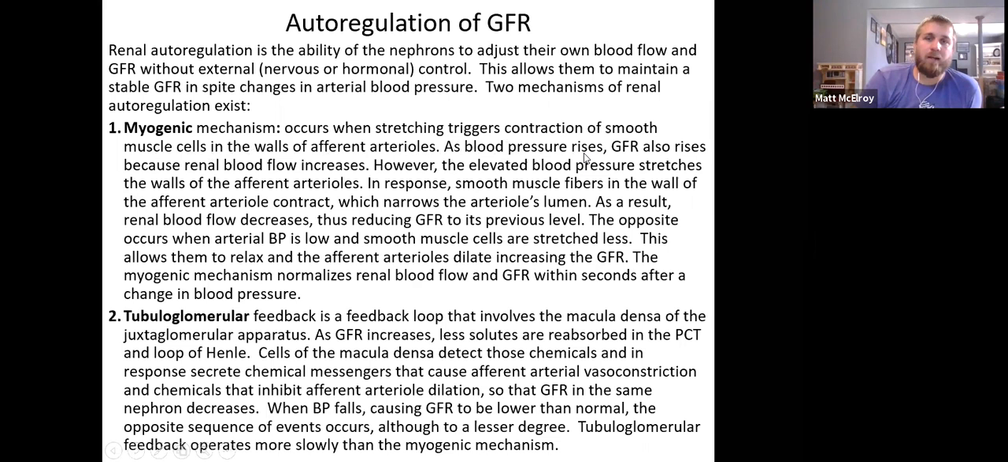As blood pressure rises, GFR also rises because renal blood flow increases. If there's high blood pressure, there's a high force of blood into our kidneys, which means a lot of blood is going to flow into those afferent arterioles, and we're going to start filtering out fluid from the blood. So as blood pressure goes up, GFR also goes up. However, elevated blood pressure stretches the walls of the afferent arterioles, and in response, the smooth muscle fibers in the wall will contract, which narrows its lumen.